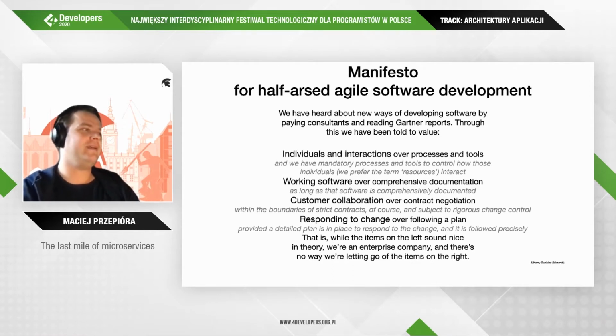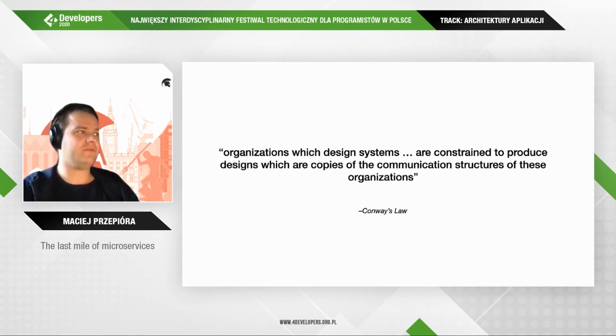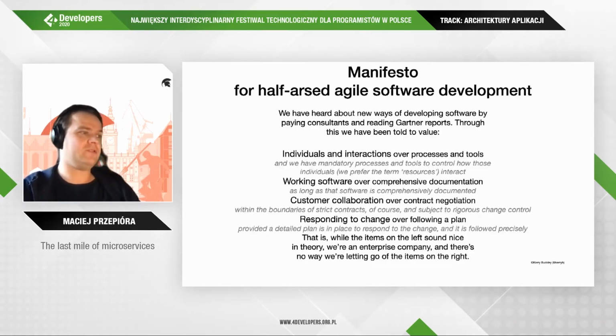So in summary, while the agile principles sound nice in theory, the enterprise company will not let go of the items on the right, the old way of doing things. And in such settings, developing microservices, because of Conway's law that says that systems reflect the teams that work on them, it's really hard to do microservices right. So this is some kind of a warning before you set off on developing a microservices-based system.